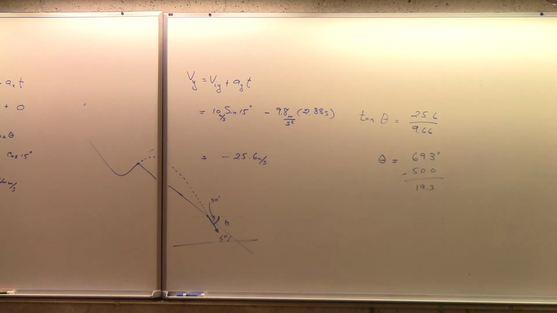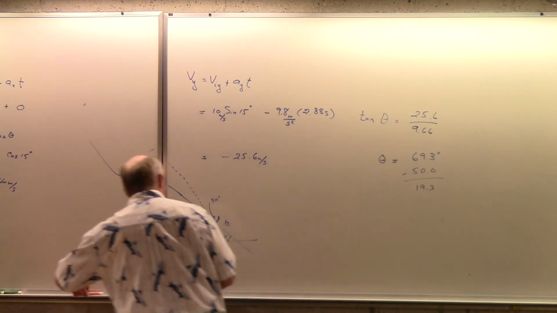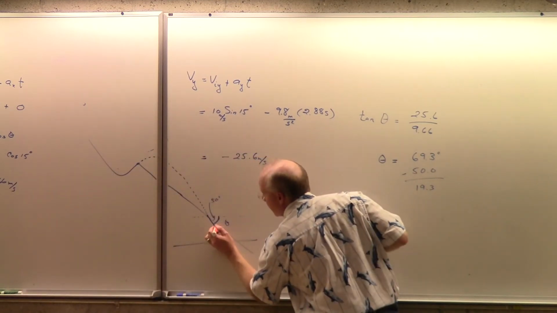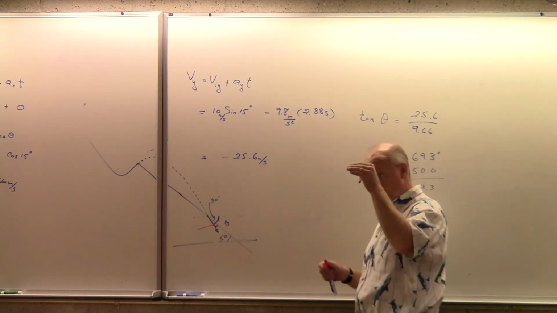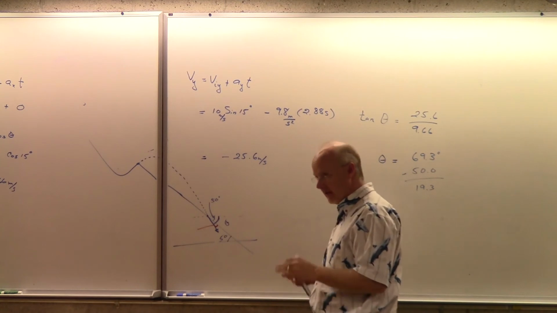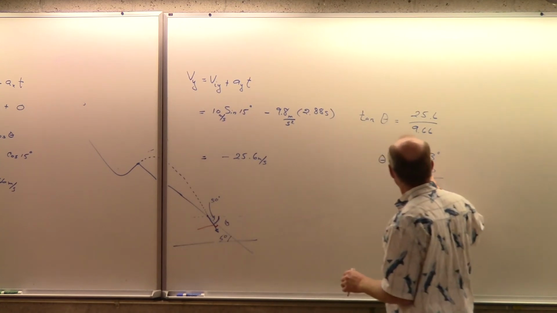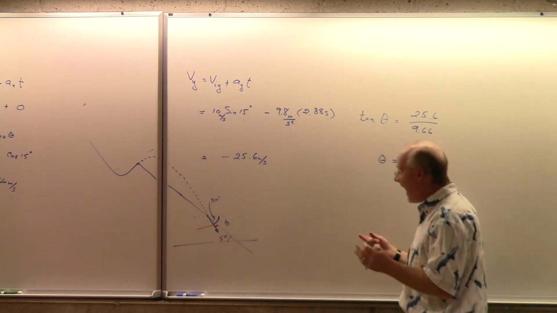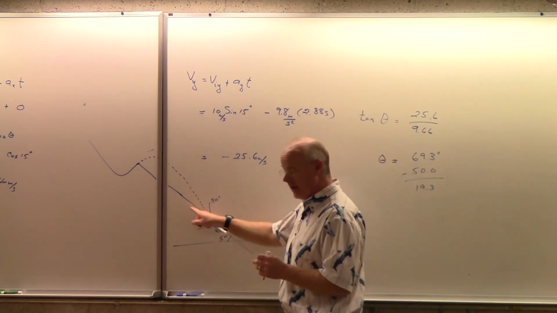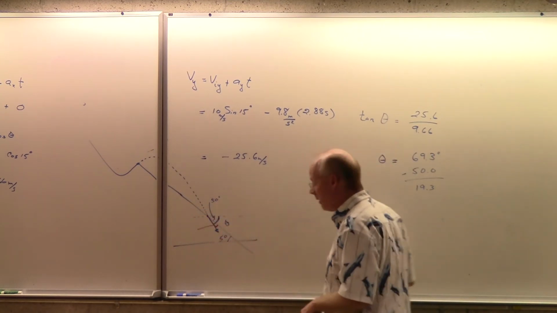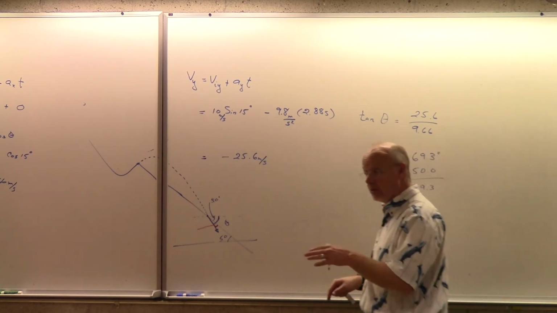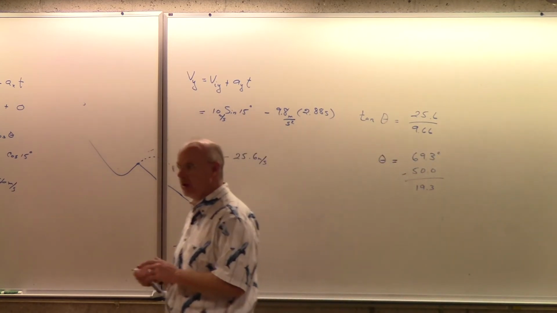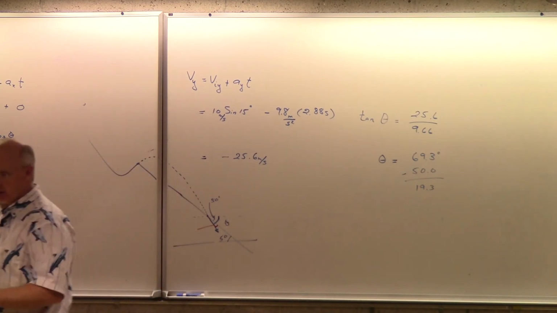So 19.3, I'll change colors, is going to be this angle right here. It's the angle between the direction the skier is headed, the velocity vector, 69.3 down, and the direction of the landing ramp, 50 degrees. So when you subtract the two, that's the angle between them. Kind of tells you how the skier hits the ramp.